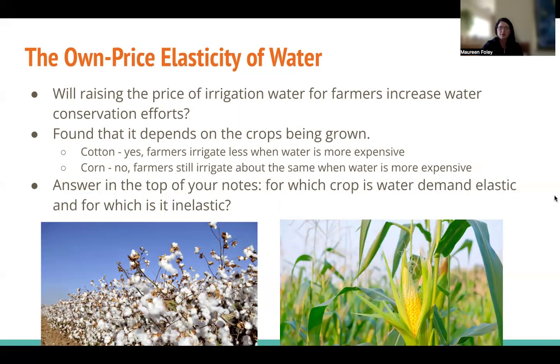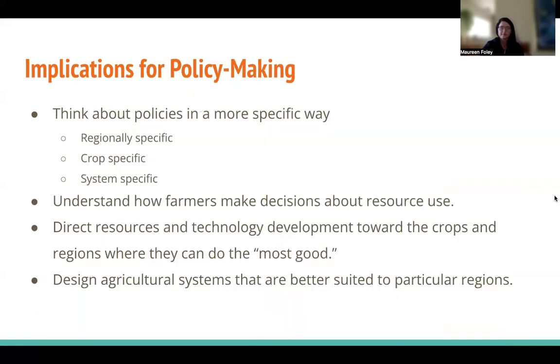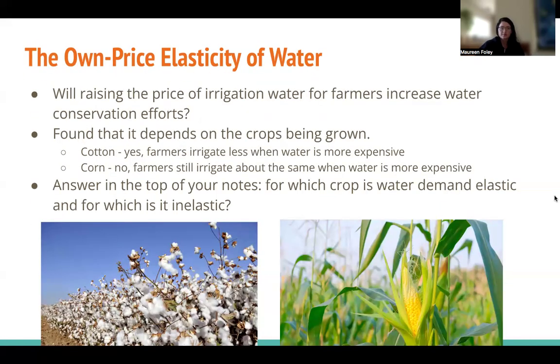So here's a question for you to answer in the top of your notes, the same notes you used for the last lecture. For which crop is water demand elastic, and for which is it inelastic? Go ahead and pause the video and do this now.